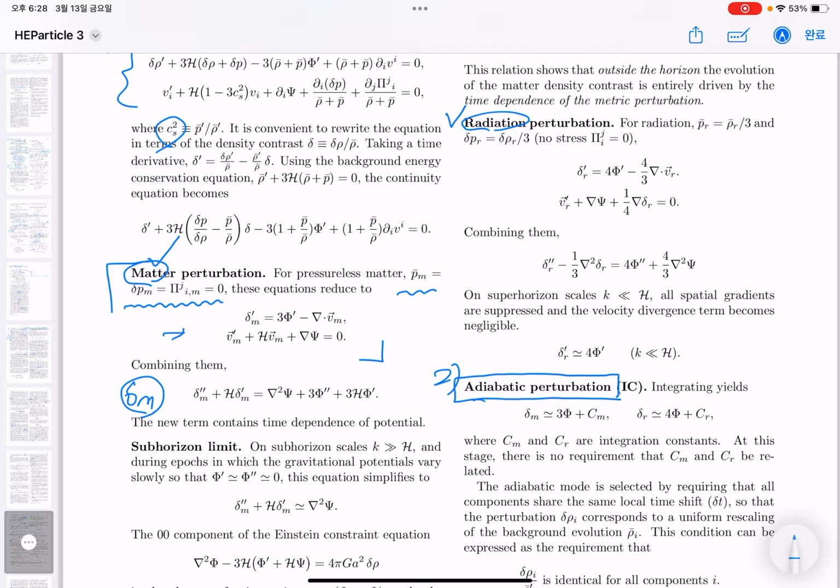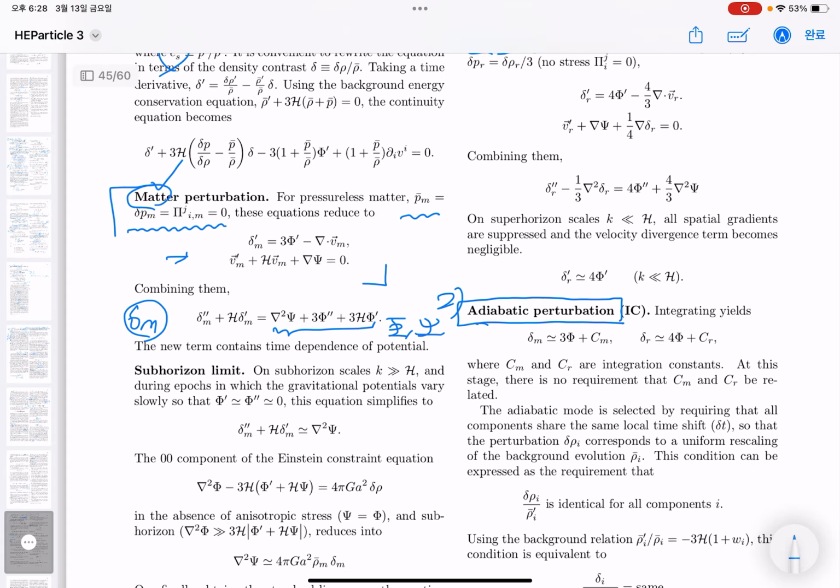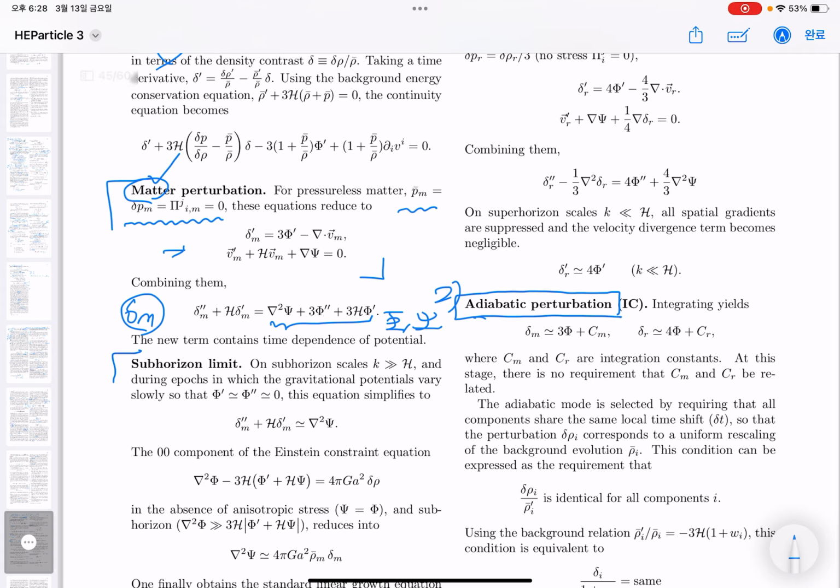And the new terms on the right hand side include the dependence on the metric scalar potentials capital Phi and Psi. So now let's consider the superhorizon limit. But before that, let's talk about the subhorizon case first. For the subhorizon case, the distance scale is smaller than the Hubble inverse. Equivalently, the k mode is much larger than the Hubble parameter.